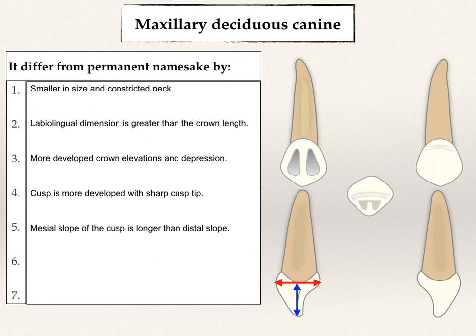In the maxillary deciduous canine, the mesial slope is longer than the distal slope, and this is also found in the maxillary first premolar. The cusp tip is distal to the line bisecting the tooth. The crown-root ratio measures about 1 to 2, like any deciduous tooth.